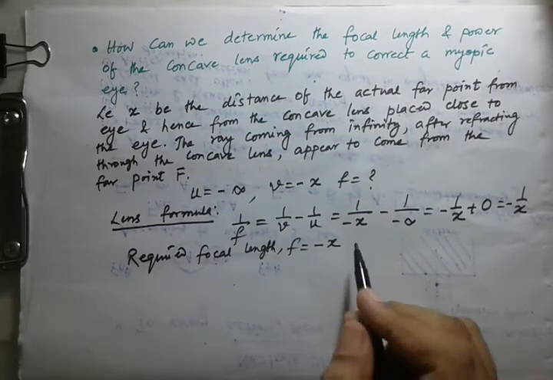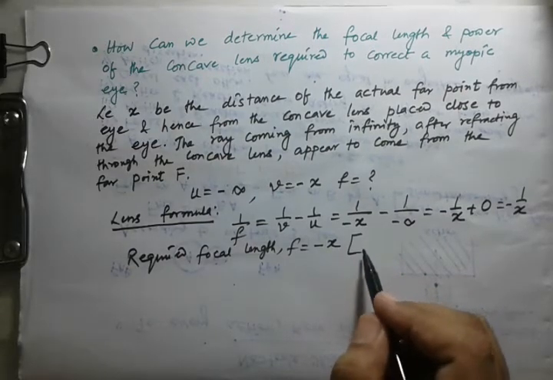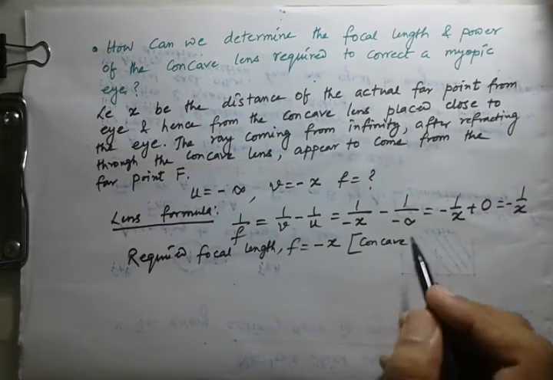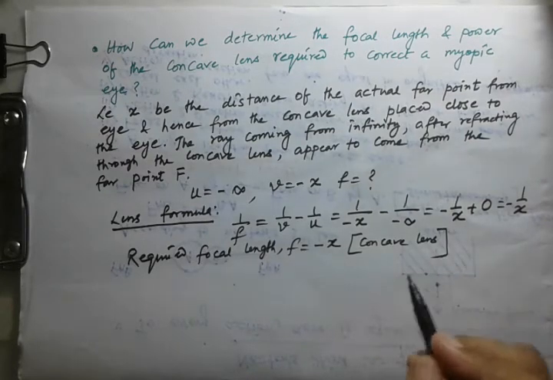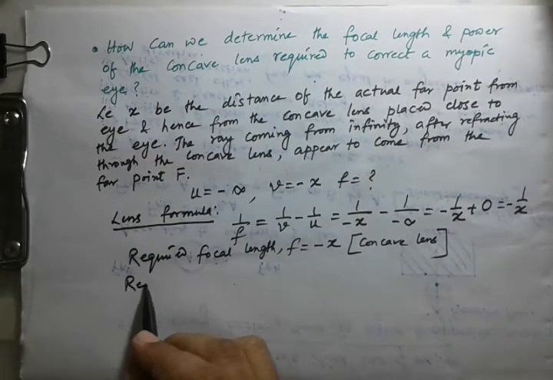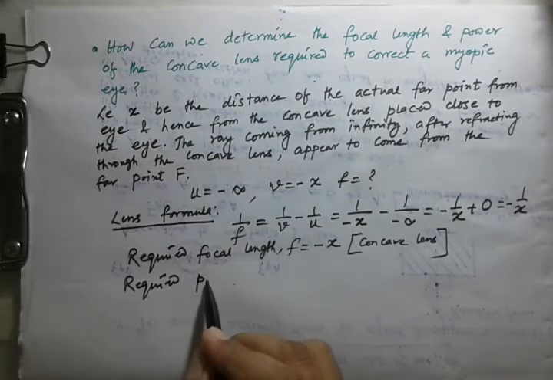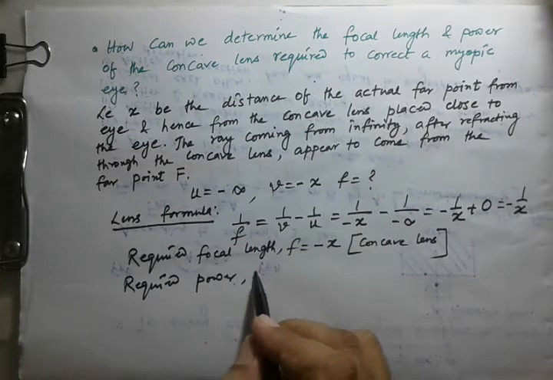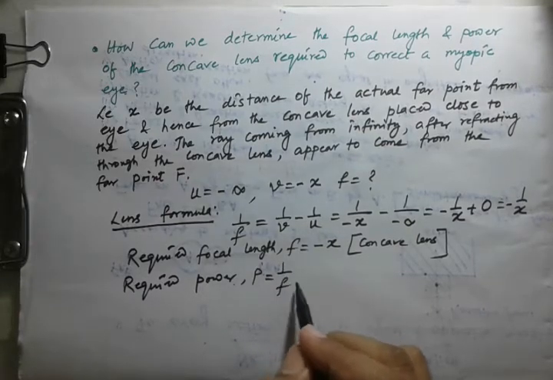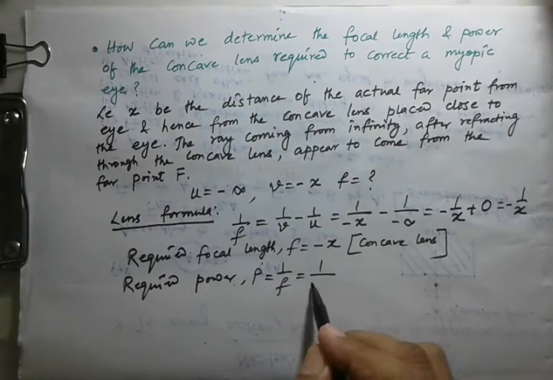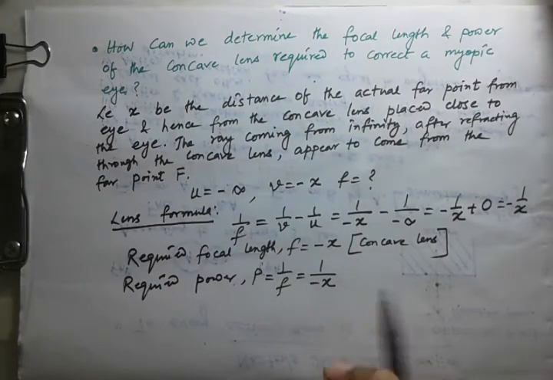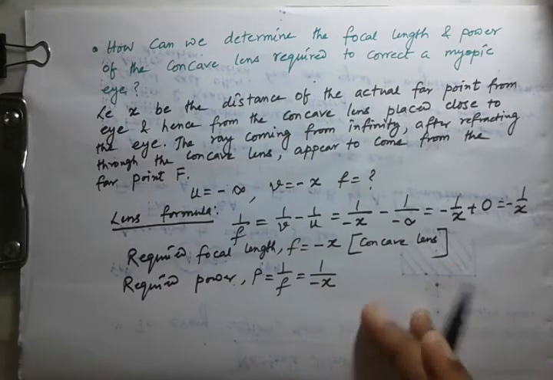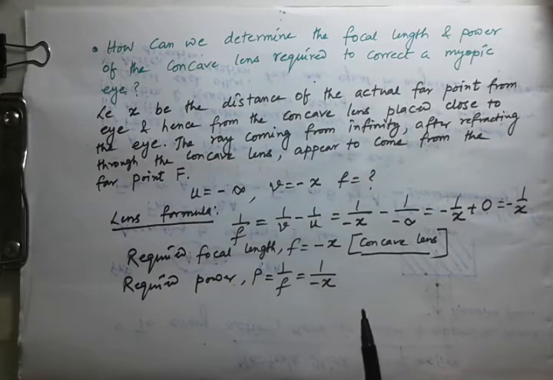So you can see that minus x came. So that is why we are using which type of lens? We are using a concave lens. Now the required power is P is equal to 1 by f, that means equal to 1 by minus x. So the negative sign shows that the correcting lens will be a concave lens. So now we'll go to one small other question.